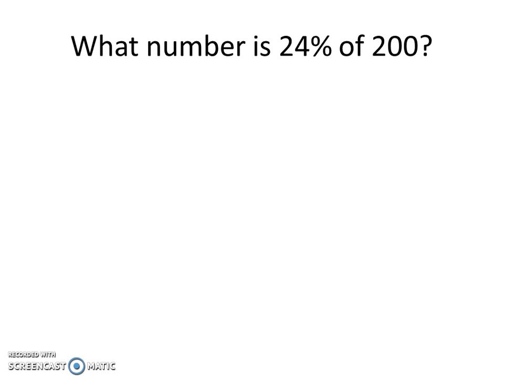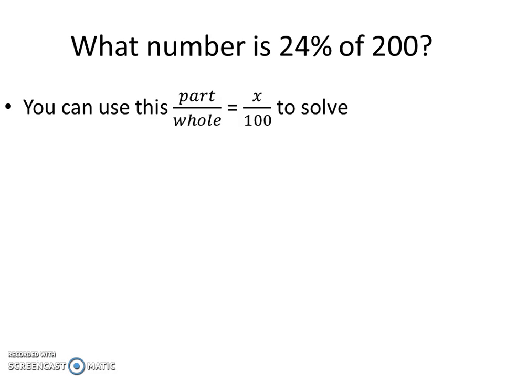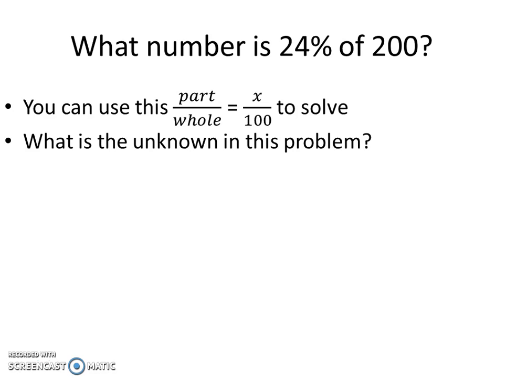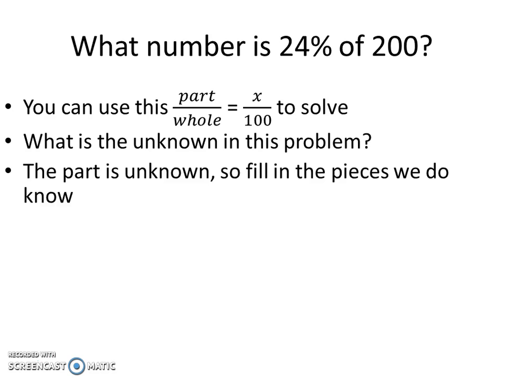Our last example is, what number is 24% of 200? Now this problem is going to look a little different than our previous ones because now we know the percent and we don't know what number is 24% of 200. We can use a proportion to help us again. This time I know my percent, so my x is going to be 24 because percents are out of 100. The unknown in this problem is not going to be our percent, it's going to be our part. Since we know 200 is our whole, our part is missing. Since the part is unknown, we want to fill in this proportion with the pieces we do know. So the part over 200 equals 24 over 100.